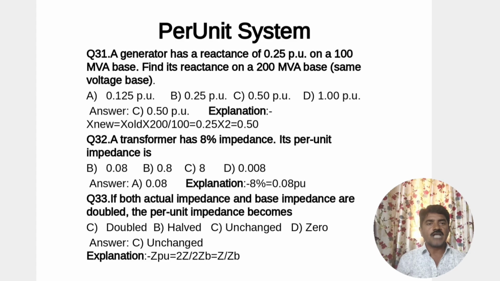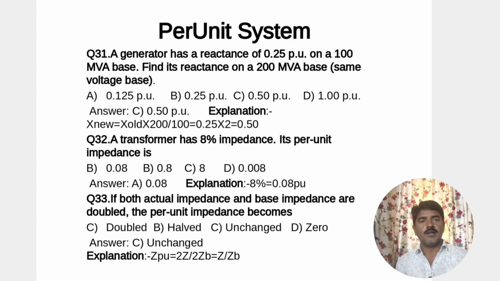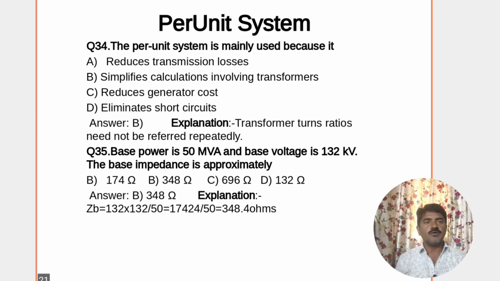33. If both actual impedance and base impedance are double, then the per unit impedance becomes, both are double. Per unit impedance is equal to actual value by base value. So both are double, that is equal to 1. That is unchanged. Here C is the answer. The per unit system is mainly used because the transformation turns ratio is not required for repeated calculations. So here B is the answer.